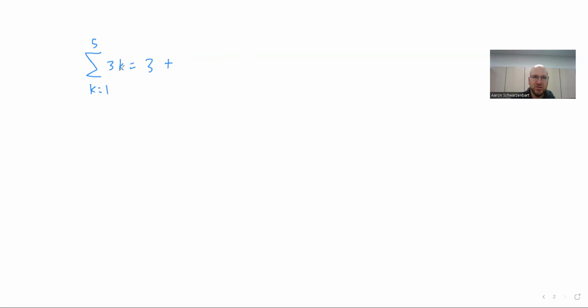So k equals 2, so 3 times 2 is 6. k equals 3 is 9. k equals 4 is 12. k equals 5 is 15. Okay, and I'm done there. So now I just add them up because I've gotten to 5, I stop at 5. That's what the value on the top tells me.